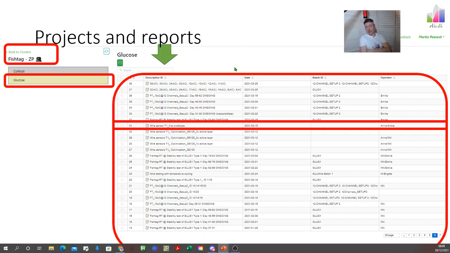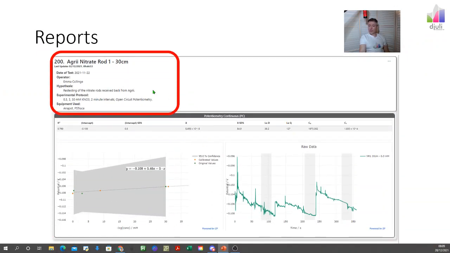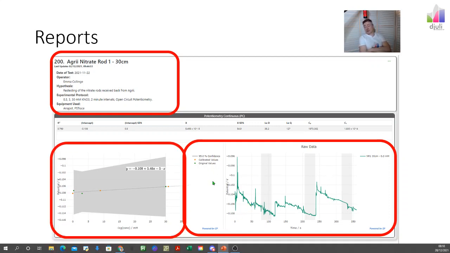The unit within all of this is the report. I say that the report is really a page of an electronic lab notebook. If we dive into a report, what we'll see is important metadata about the time of the experiment, the operator, the hypothesis, the experimental protocol, and the equipment used. These are useful data points to give you context. Then you have raw data, which looks pretty ugly. And then you have extracted information from that raw data.